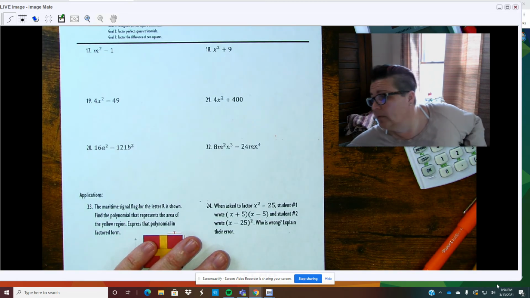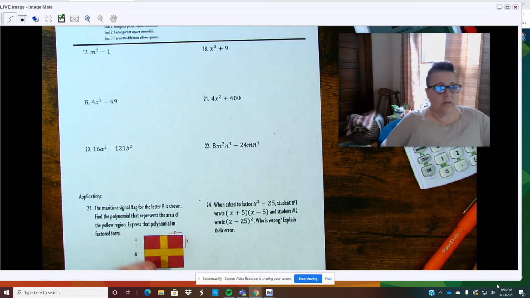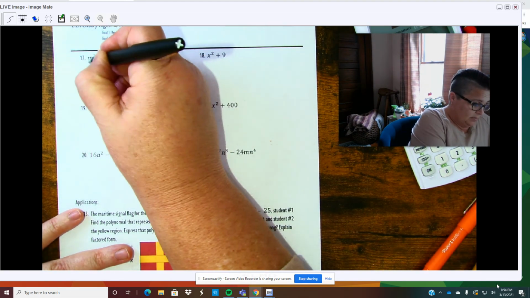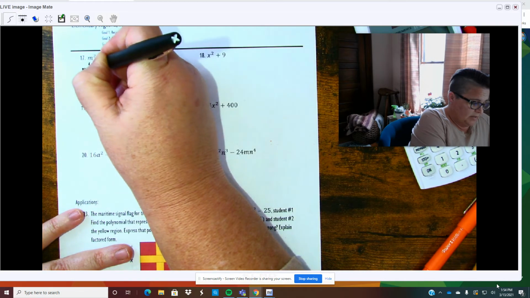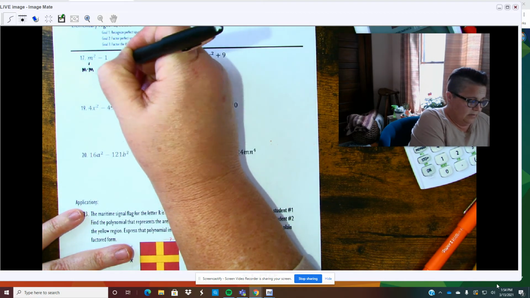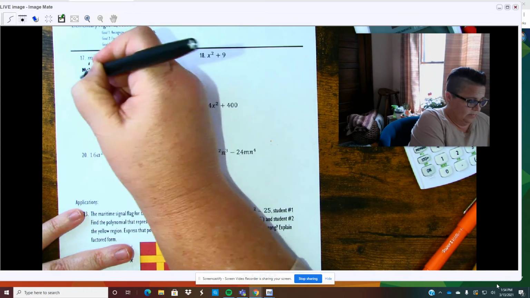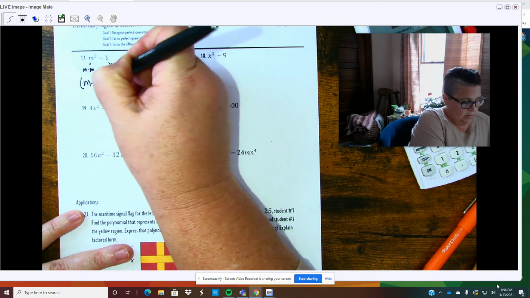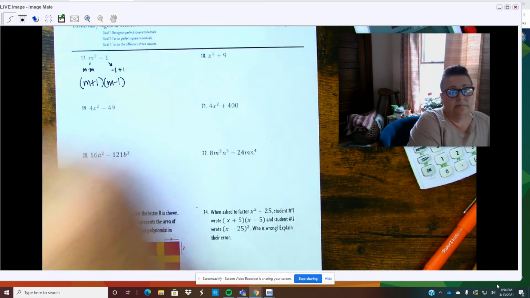Okay. So for number 17, I have an m squared minus 1. M is a perfect square. It is indeed m times m. 1 is a perfect square, but in order to make it negative, I need a minus 1 and a plus 1. That means in factored form, this is m plus 1, m minus 1.